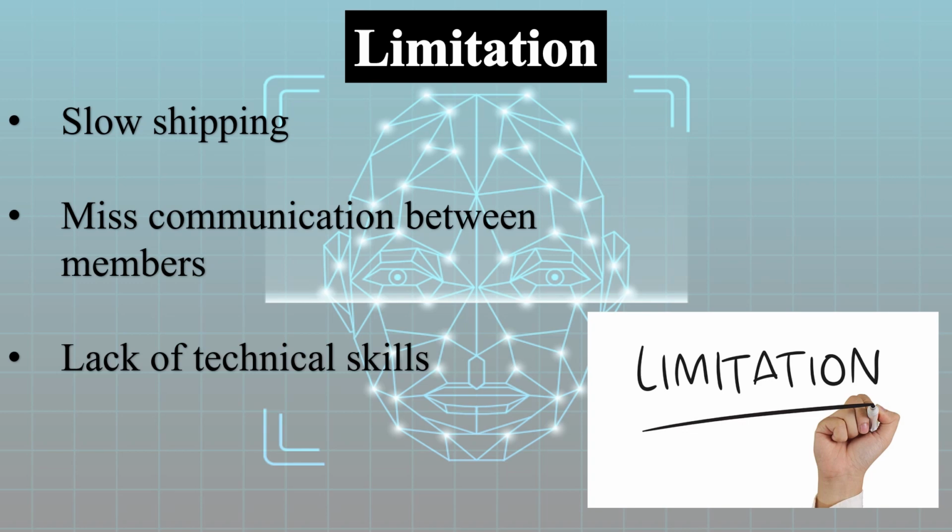Hello, my name is Alexander Teo. I will be explaining the limitation section. One of the limitations is slow shipping. This is because slow shipping causes the equipment parts to arrive late, and this delays the progress of completing the project. The second limitation is miscommunication between the team members. Each team member has different opinions and ideas, which leads to conflict during project discussion. However, we managed to sort out the conflict together to complete the objective.